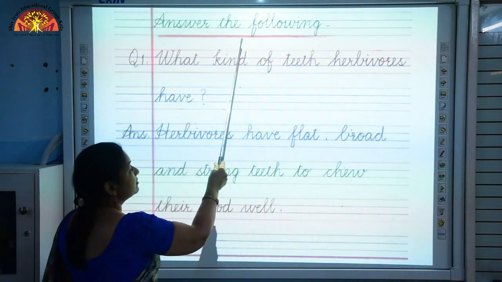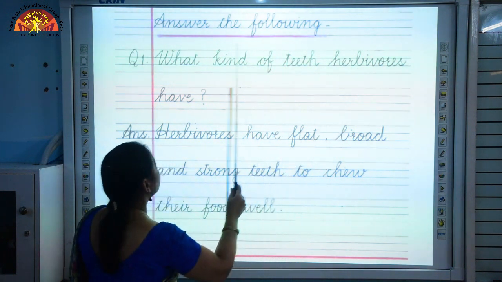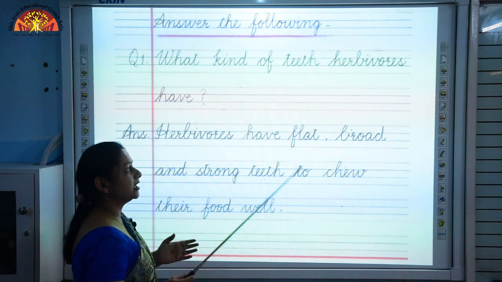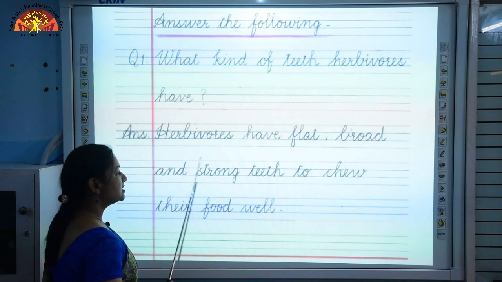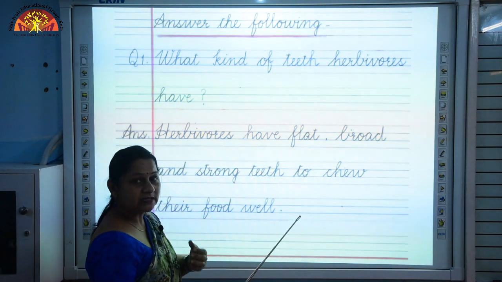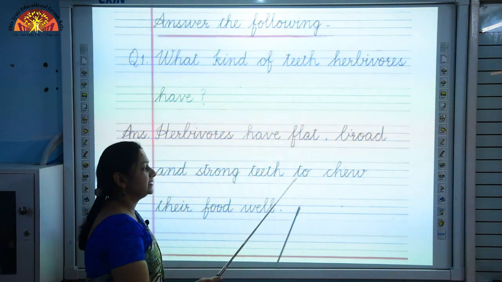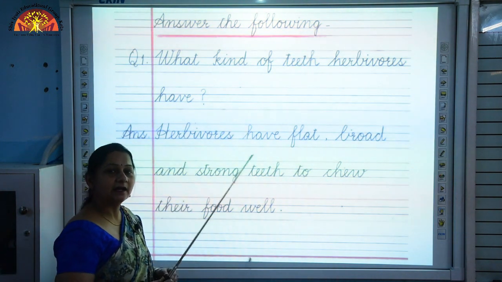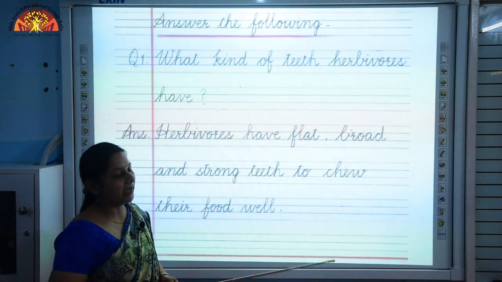Moving further, we have answer the following, in which the first question is what kind of teeth herbivores have. Now what are herbivores? Herbivores are plant eating animals, and what kind of teeth do they have? Herbivores have flat, broad and strong teeth to chew their food well. They have strong teeth in front and broad and flat teeth at the back so that they can chew their food properly. These are herbivores like cow and buffalo, and these animals can also be called cud chewing animals.